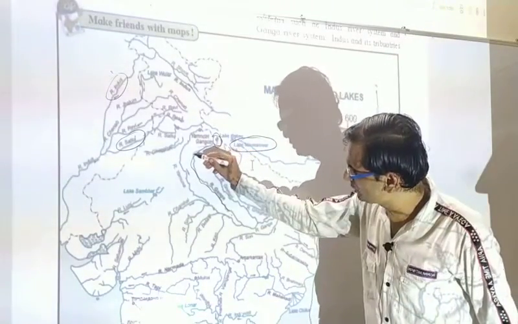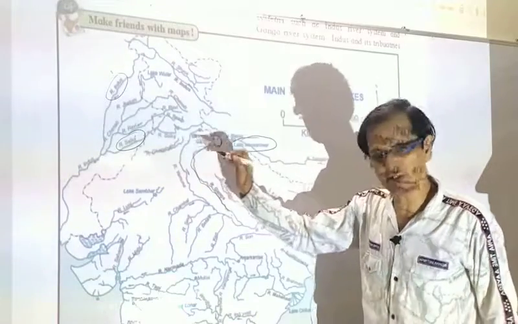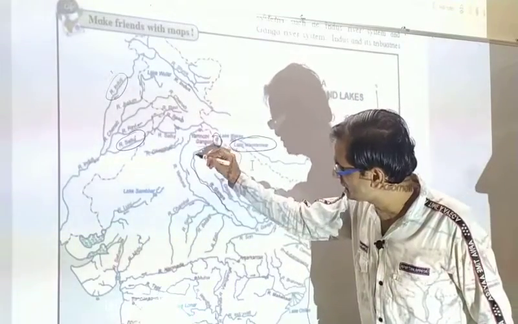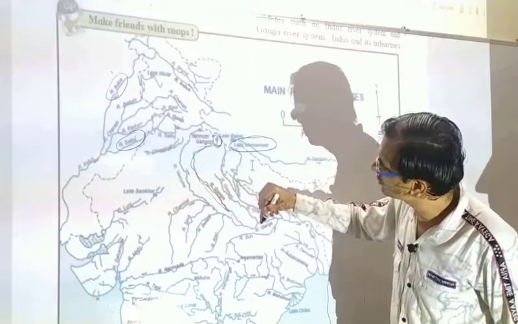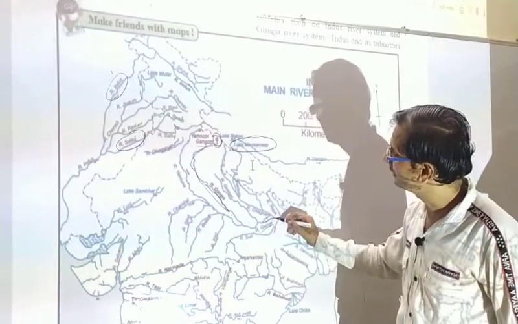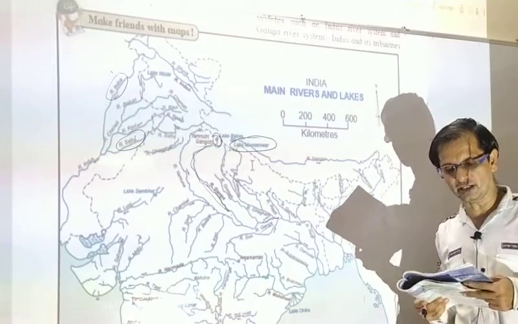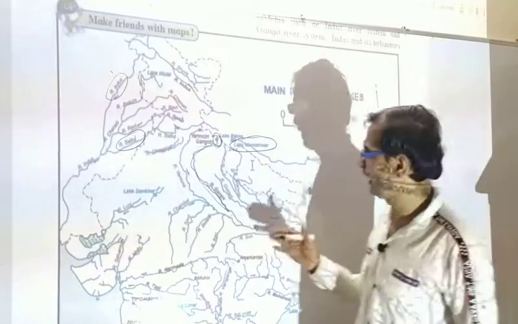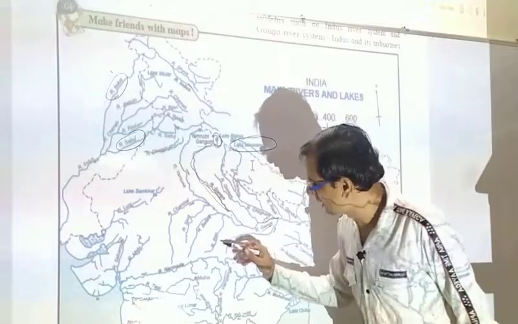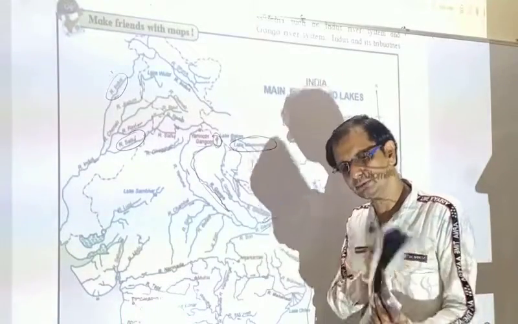Actually it goes a little bit to the west, but not to the western part of India. It takes a sharp turn and goes towards the east. You can see here, it goes towards the eastern part of India. Many tributaries of the Ganga also flow in the same way. You can see the tributaries of Ganga, which river here?